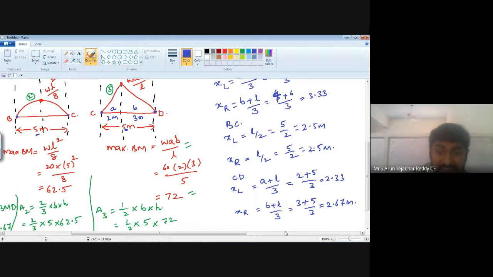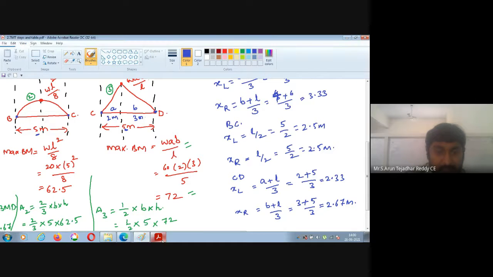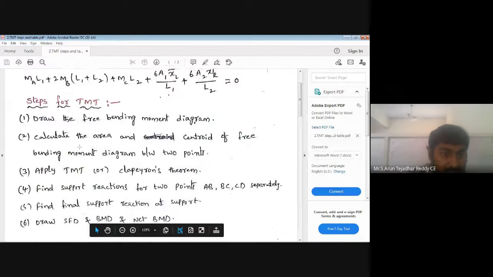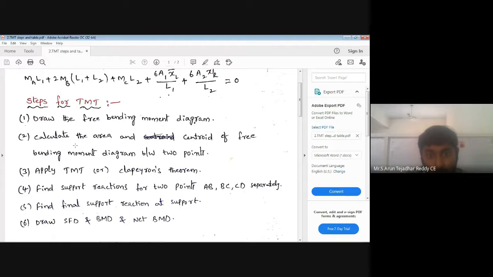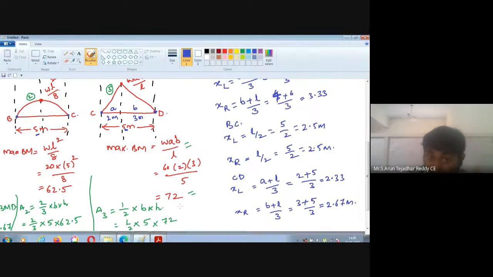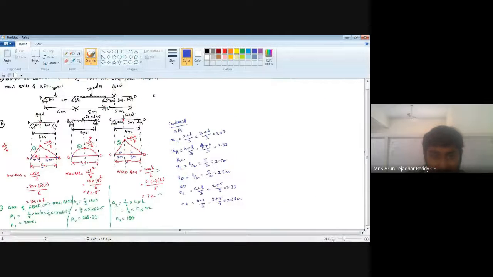This is our second step. Once again, read the second step carefully. Calculate the area and centroid of the free bending moment diagram between 2 points. So here we have completed the area as well as the centroid. So all of you write up to here. Then we'll go for the third step.